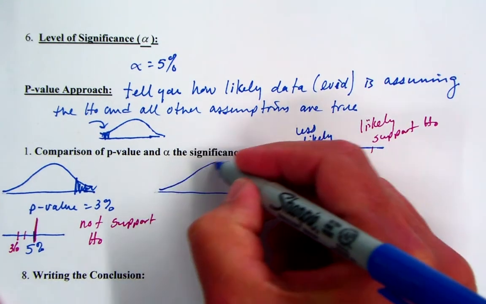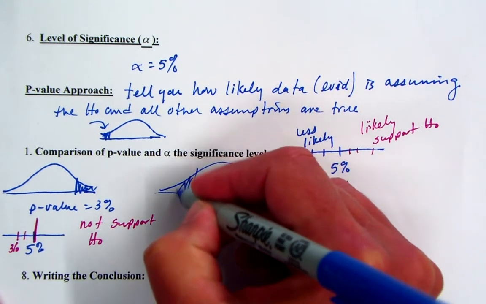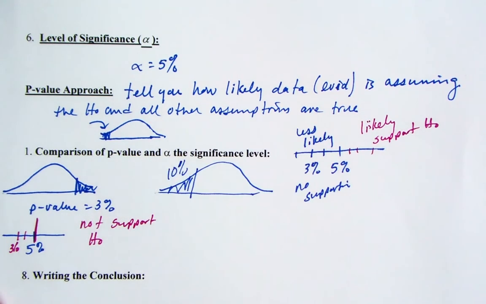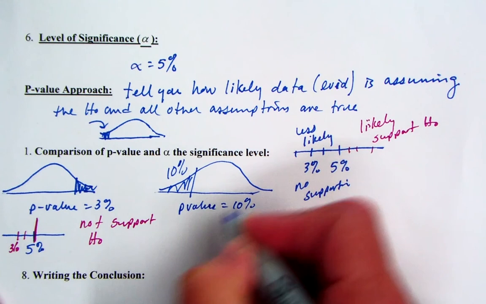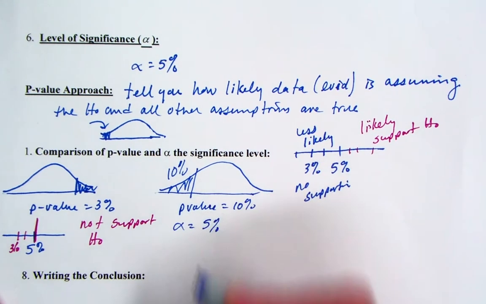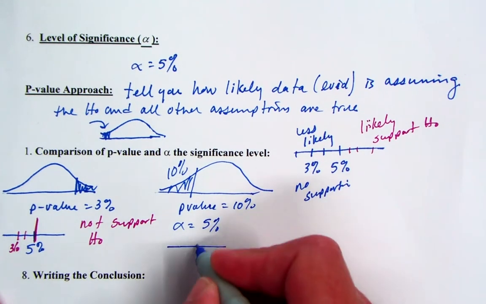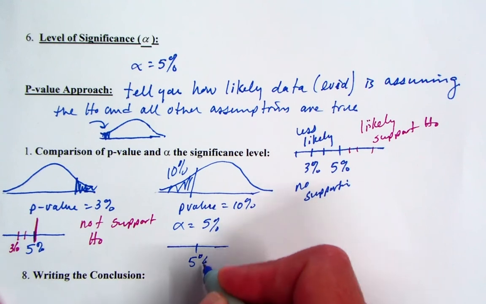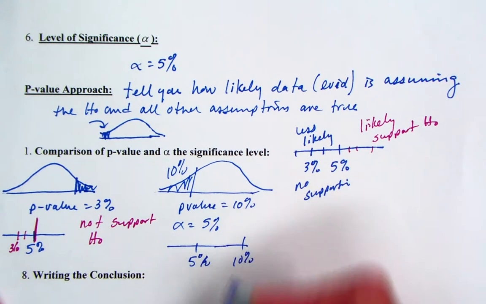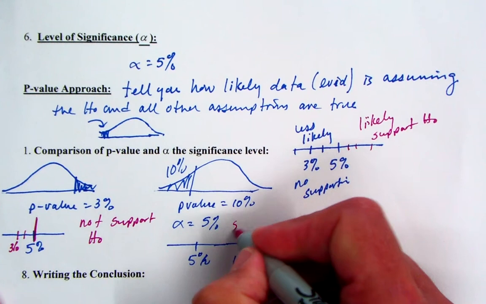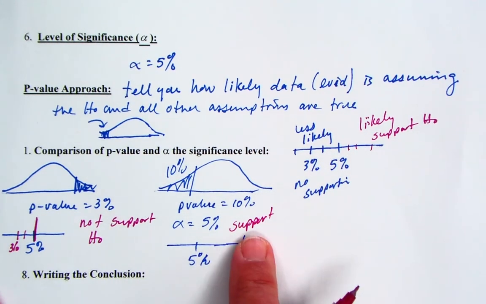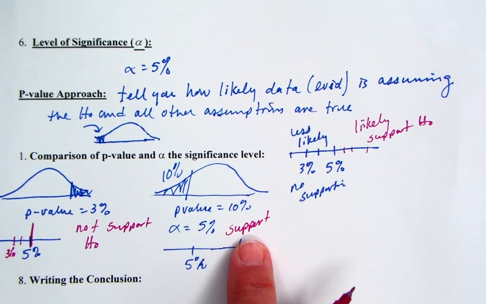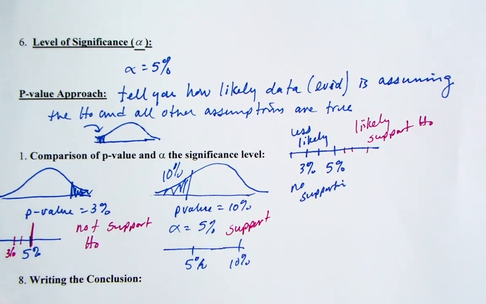So essentially you're just comparing things on a number line. If I had this curve and I was here and this was 10%, that's my p-value. And my alpha we're not going to change. We're always going to leave it as a 5%. Thinking about the number line, if this is 5%, 10% is up here. It's in the support null range. Okay, my data or my evidence is supporting my assumption or my null. So that's what's happening when you're doing this comparison. And just think about a number line and where you might land.